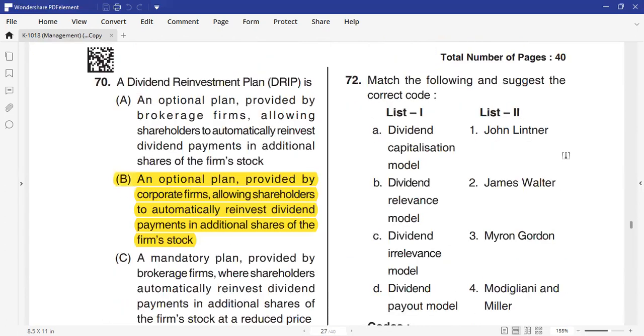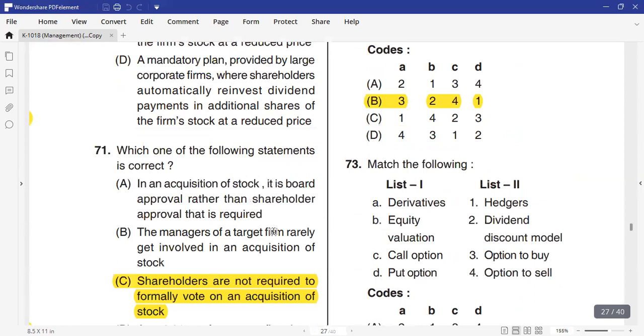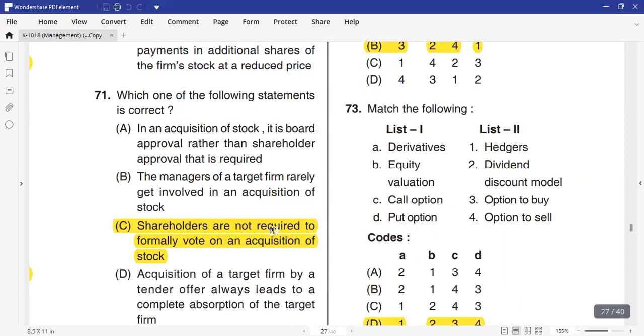The dividend reinvestment plan, called DRIP, is an optional plan provided by corporate firms allowing shareholders to automatically reinvest dividend payments in additional shares of the firm's stock. That means you are using the dividends to buy extra stock in the company. So this is what is called dividend reinvestment plan or DRIP. 71st question, which of the following statements is correct? The correct option is shareholders are not required to formally vote on acquisition of stock.